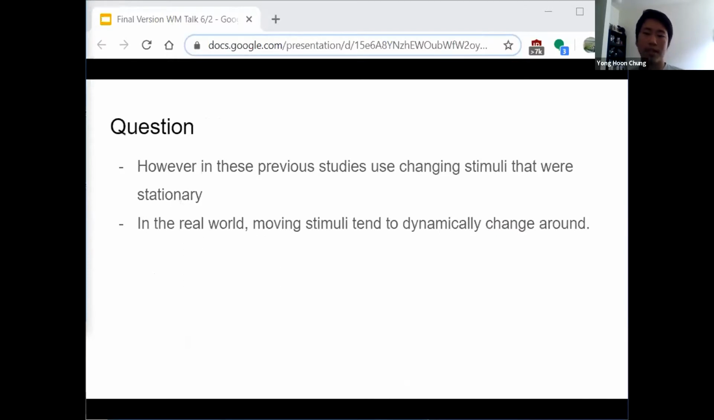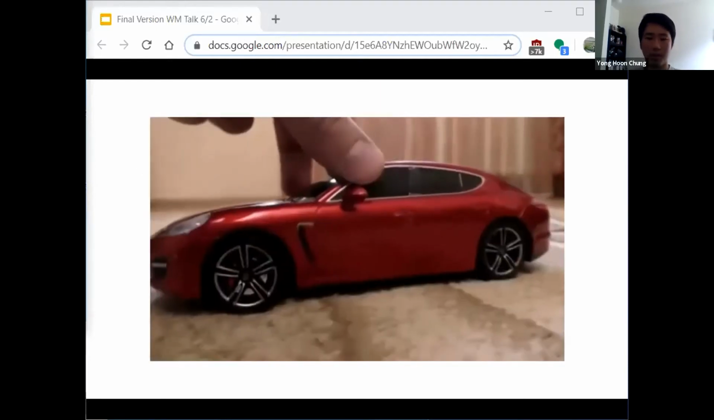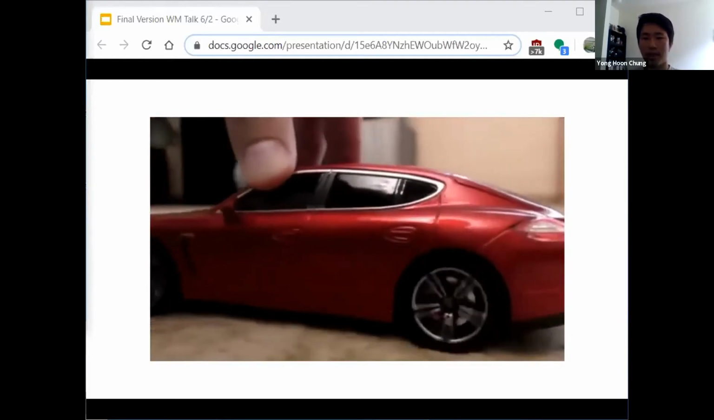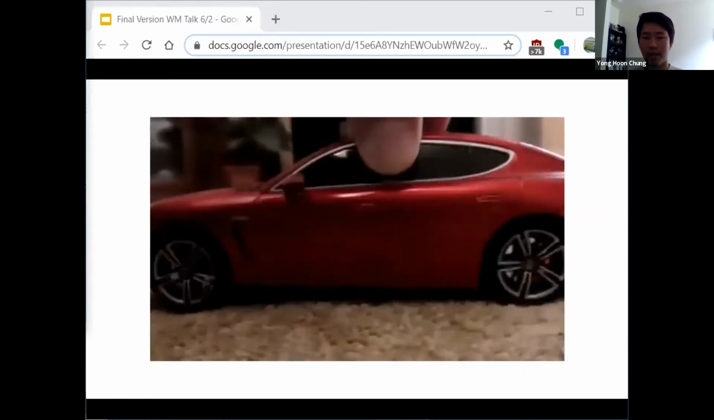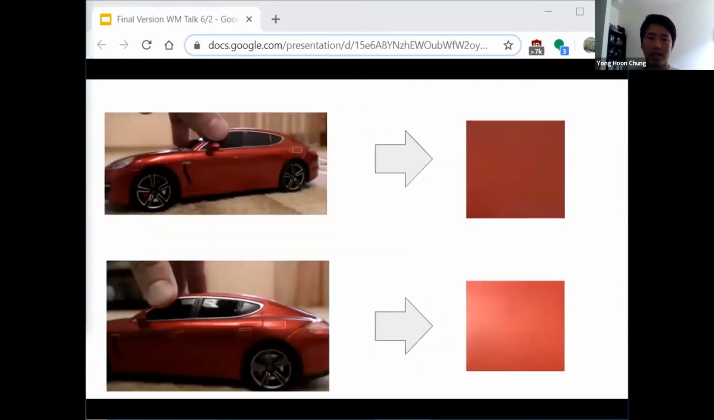But these previous studies used changing stimuli that were still stationary. Now the question is, how will motion influence this? This is especially intriguing because motion often induces features to change in real life. For example, if you track a toy car that's moving across the floor and stops right there, you can see that if you zoom into a specific portion of the car, it begins with a somewhat darker red color, and it ends with a somewhat lighter red color.